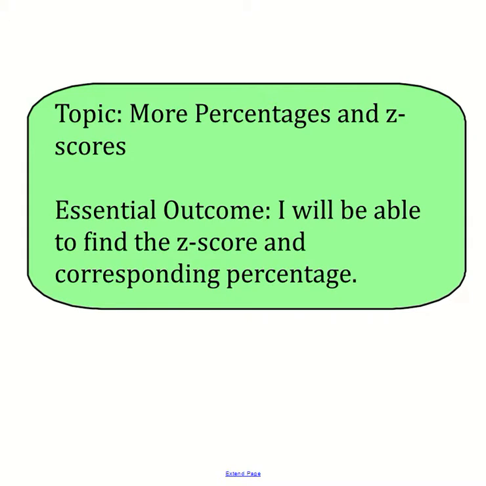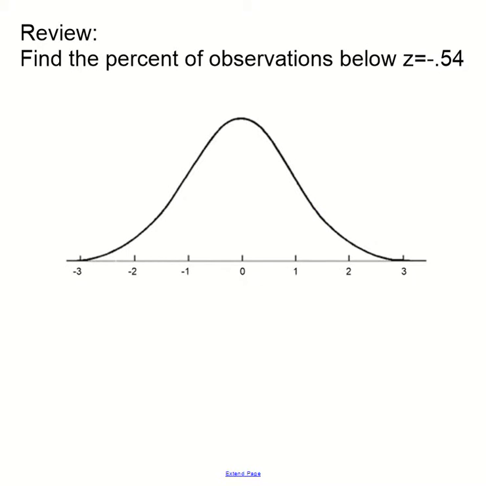Lesson 7 of chapter 3 of probability and statistics. Our topic today is more percentages and z-scores. The essential outcome for today is that you'll be able to find the z-score and the corresponding percentage. So, quick refresher from the last lesson.